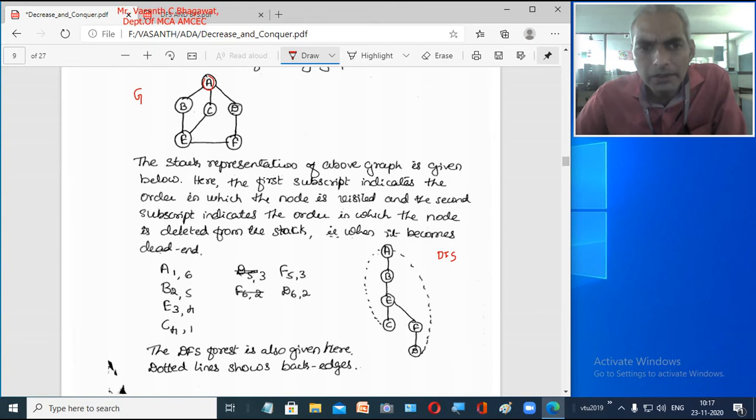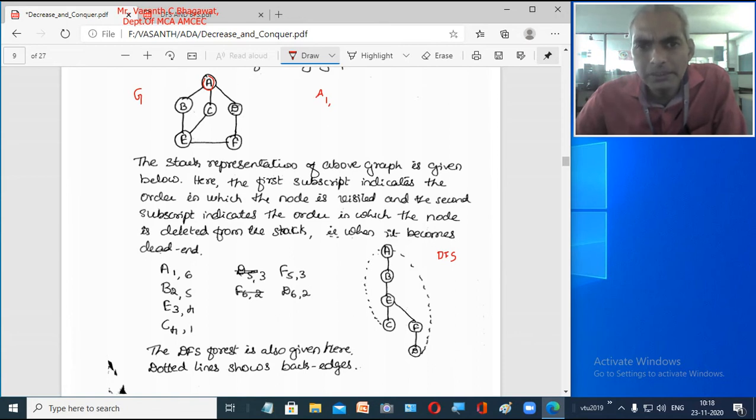Now you start with a starting node A. A is the first node you are going to visit, right? So next to this A, in subscript, we will mark it as 1, comma. Now we use two subscripts. The first subscript indicates the nodes you are visiting first. You have started with A, so you will mark it as 1, because this is the first node you are visiting. That will be your first subscript.